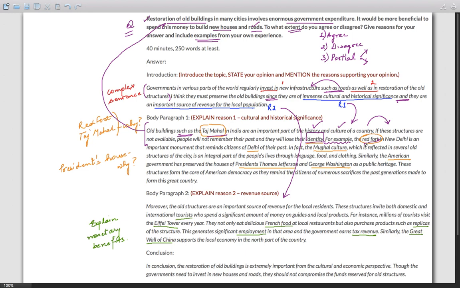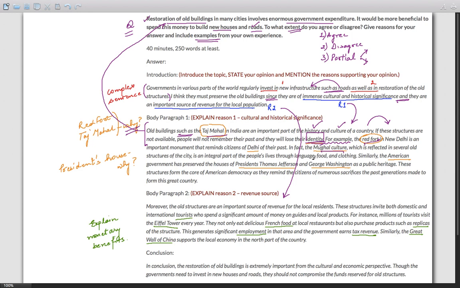For example, the Red Fort in New Delhi is an important monument that reminds the citizens of Delhi of their past. So I've talked about Red Fort and Taj Mahal. And why do we need to maintain these structures? Why are these important? Why do we need to keep restoring them? And that's in the idea, identity. And with an example, it reminds us it is about the Mughal culture, which is reflected in several old structures of the city and is an integral part of such and such.